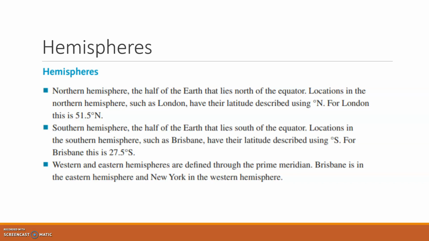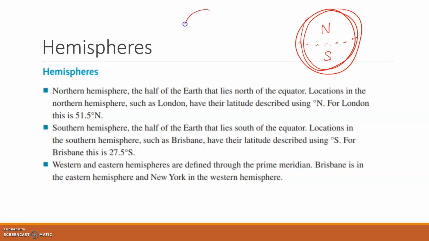Alrighty, now we have hemispheres as well. We can divide the Earth into 4 hemispheres if we think about it, because if the Earth is a sphere, the equator divides the Earth into a northern hemisphere and a southern hemisphere if we divide it like that.